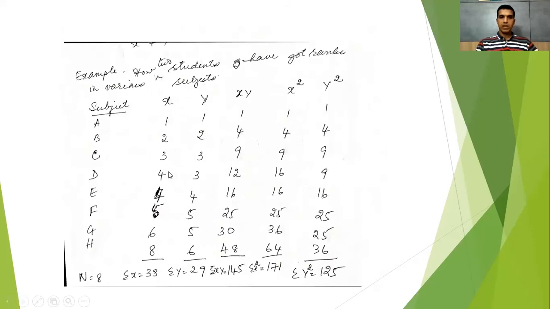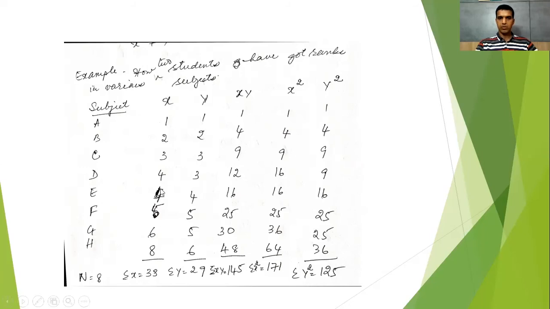Now I'm continuing with the application. Of course, you know the formula already, which I showed you just now. Now you do the xy first of all. Xy is nothing but multiplying the two scores. 1 into 1 is 1, 2 into 2 is 4, 3 into 3 is 9, and so on and so forth. 8 into 6 is 48.